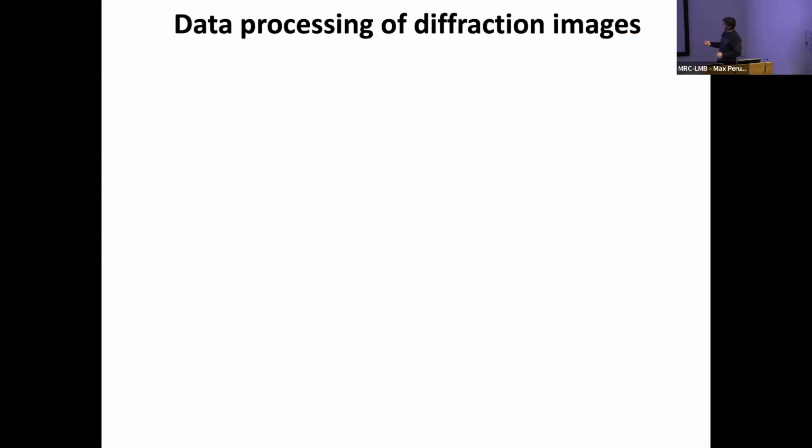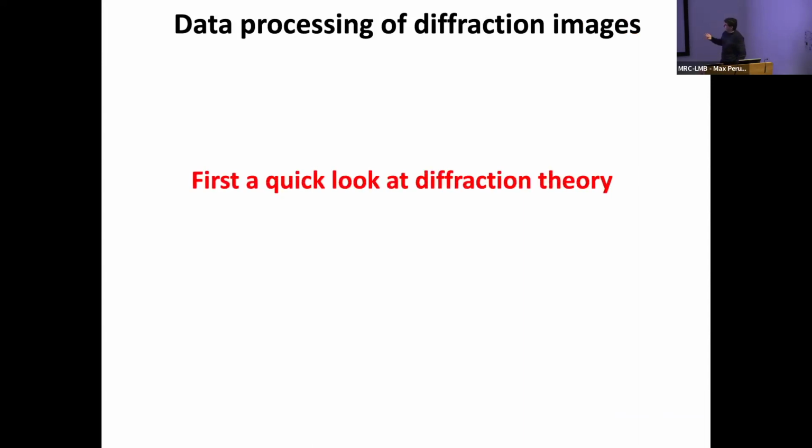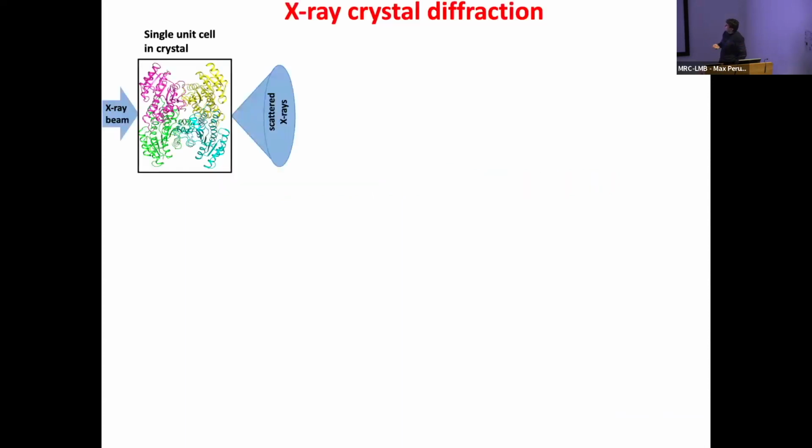Now, data processing. Again, we need to talk a bit of theory very quickly, so you will understand data processing better. So let's say you got only a single molecule. Instead of a crystal, you hit a single molecule. Because there is no lattice, you're not going to have a diffraction. In this case, you're going to have something called scattering. The matter will scatter the X-ray in every direction, so you will have like a scattering cone like that.